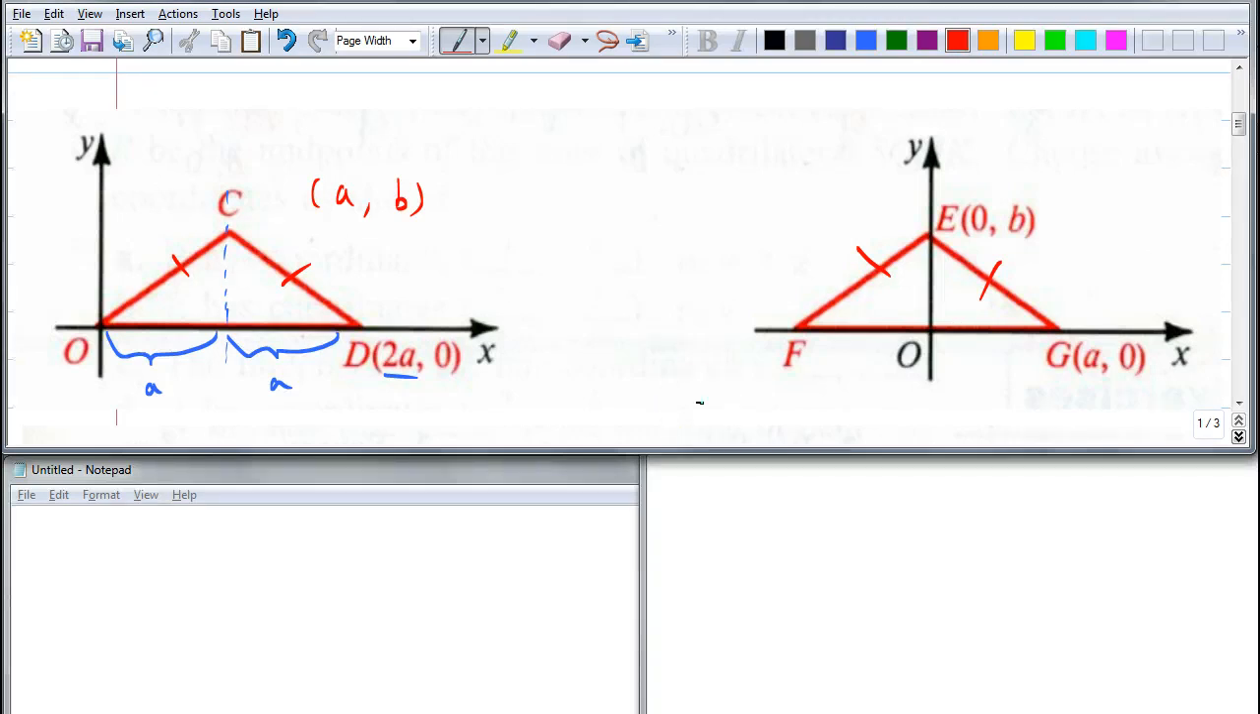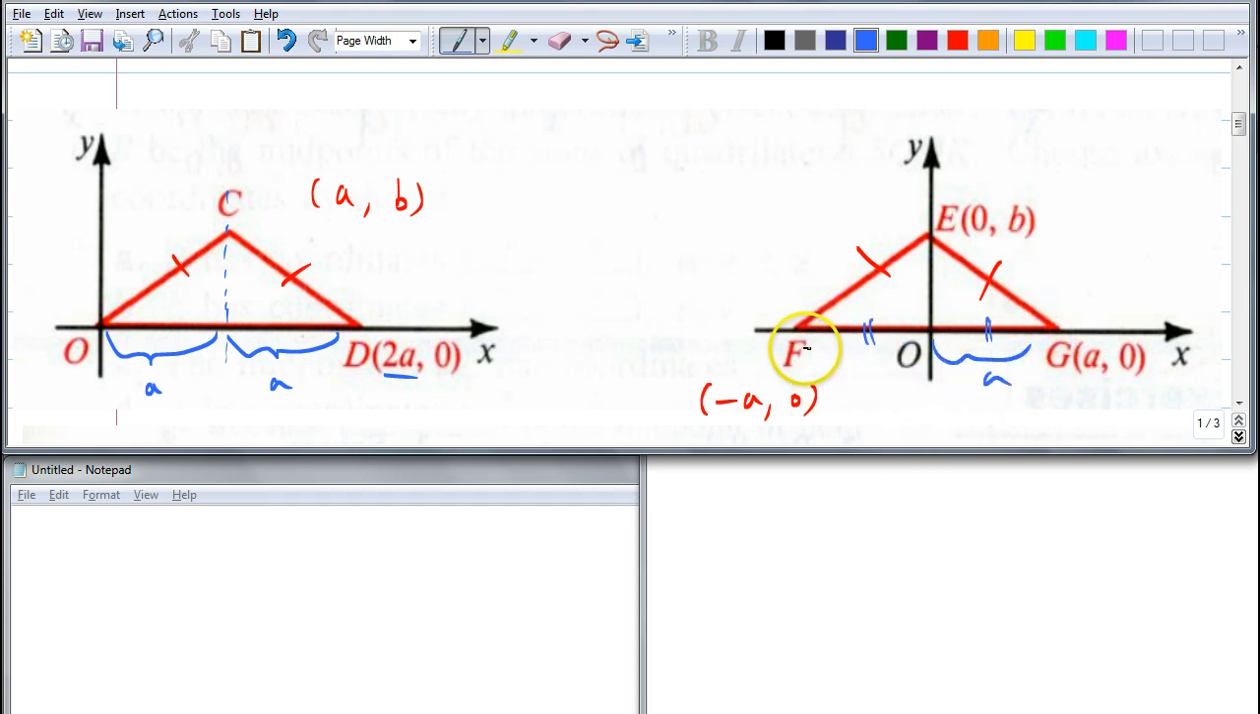Negative a, 0. How many people agree with Brianna? It's correct. It is negative a, 0. And why is that? Who could explain? How about Brandon? Why is it negative a, 0? Because the two sides are equal. Basically, this O is going to be, in terms of FG, the midpoint. So this is equal to this, so the distance from here to this is a.